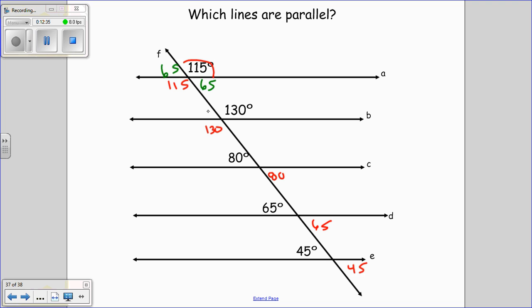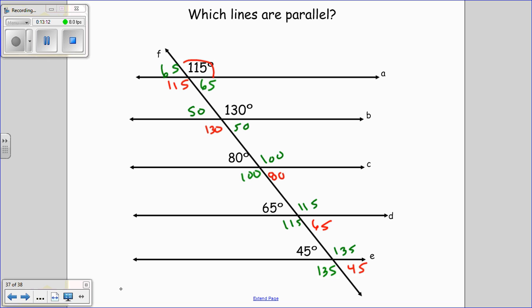The supplement of 130 is 50. So the bow tie would be here, 50 as well. The supplement of 80 is 100. So that means this is also 100. The supplement of 65 we mentioned before was 115. So this is also 115. So the supplement of 45 is 135. And this bow tie would also be 135.